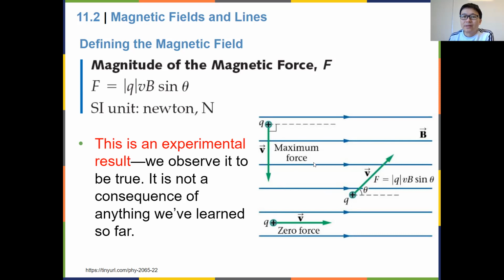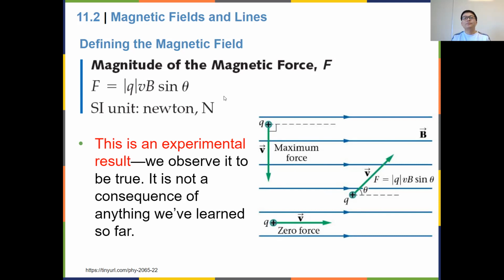So you can see it depends on what angle, and also on the velocity. If the velocity is zero, then the force will be zero. If the angle is equal to zero, that means if the B field and V are parallel to each other, you'll get zero force. The maximum force occurs when V and B make an angle of 90 degrees. In that case, sine of 90 becomes 1, which is the maximum of a sine function.